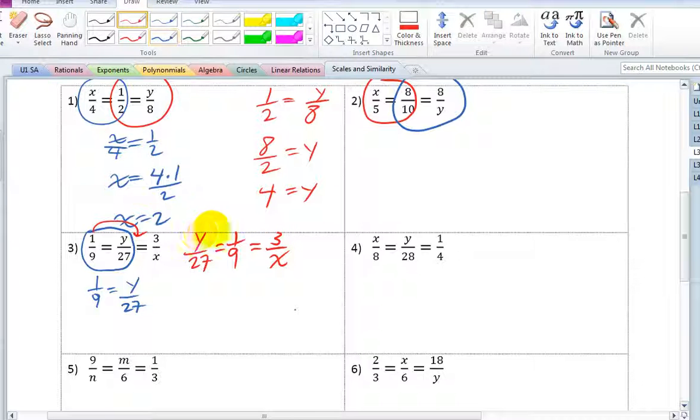Now you should be able to see that here's the first one, and here's the second one. So now you can solve for x. 1 over 9 equals 3 over x. Solve for x and y. Go.